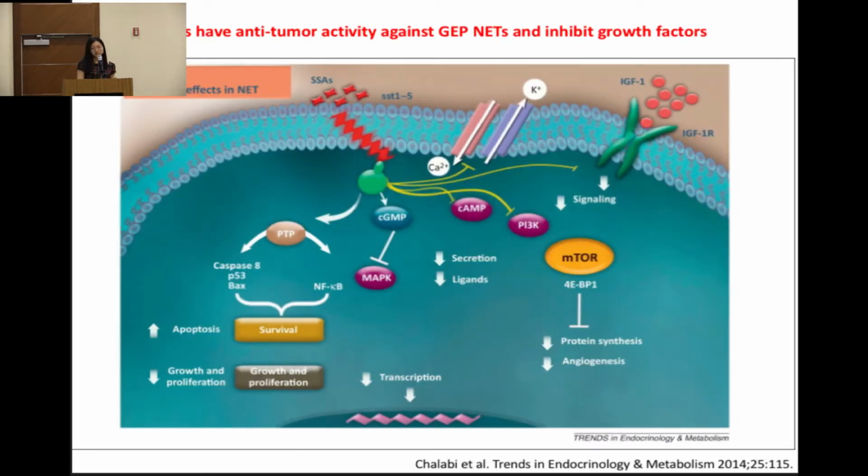So in addition to controlling symptoms, studies have shown that somatostatin analogs actually have anti-tumor effect. Here's a figure showing the somatostatin analog binding to the transmembrane receptor and inhibiting a whole bunch of pathways downstream, including the mTOR pathway. And the end result is inhibiting cell growth and promoting apoptosis, or cell death. In addition, it also has effects on other pathways from other growth factors.